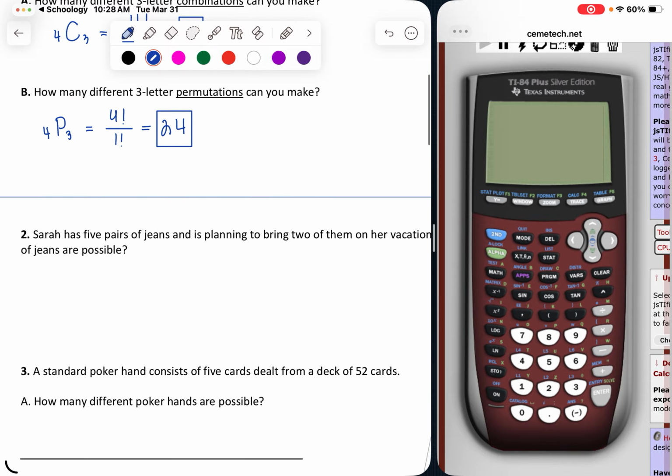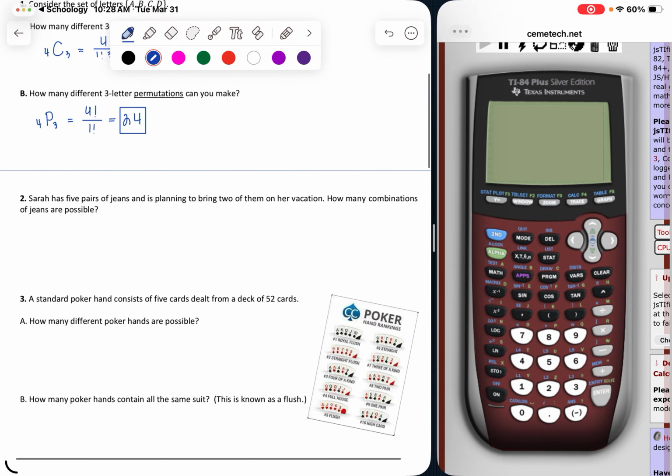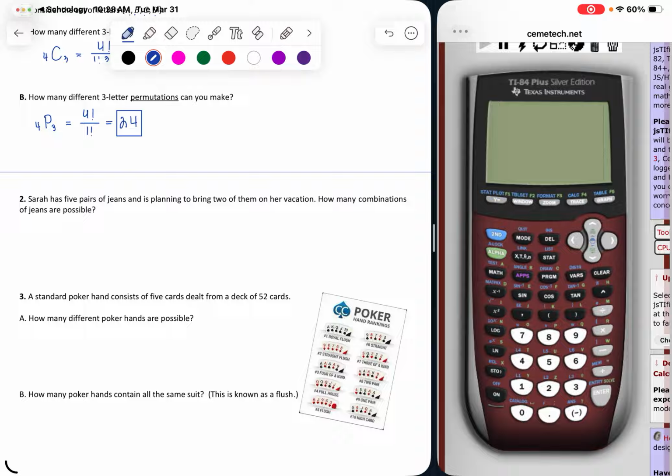All right, so this says Sarah has 5 pairs of jeans and is planning to bring 2 of them on her vacation. How many combinations of jeans is possible? So first off, we have to decide if the order matters, right? So I'm not going to think of types of jeans. I'm just going to say colors, like a blue pair and a green pair, right? So if she chooses to bring out of her 5 pairs the blue pair and the green pair, that's not different from the green pair and the blue pair, right? So the order here does not matter.